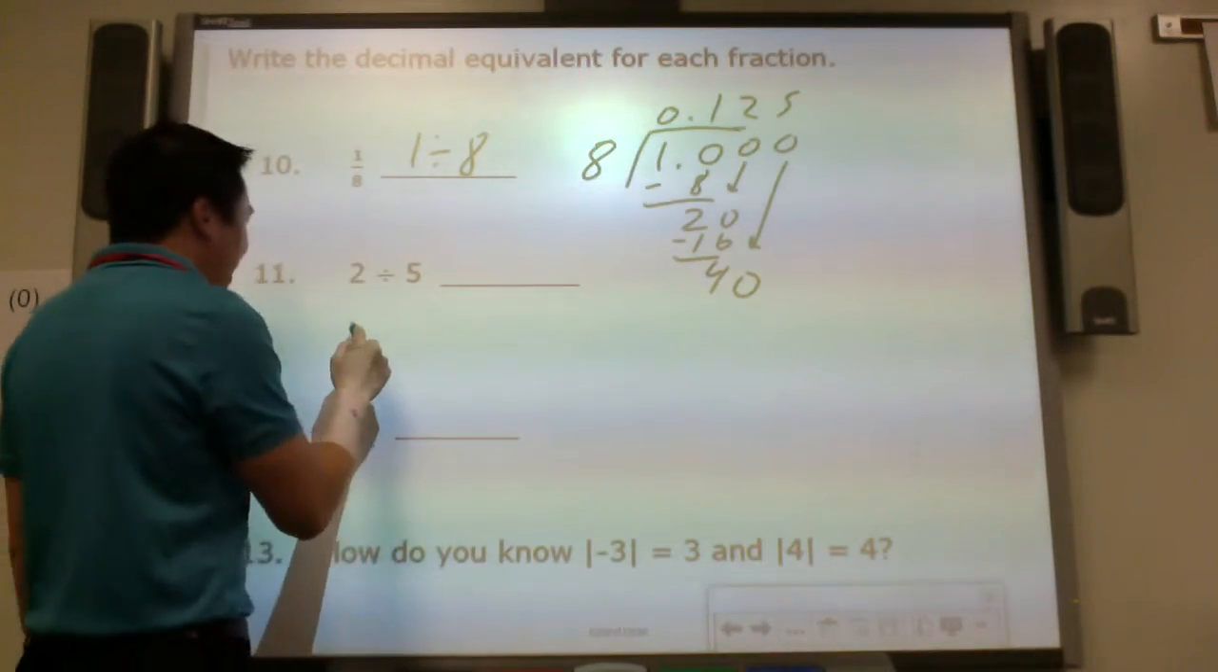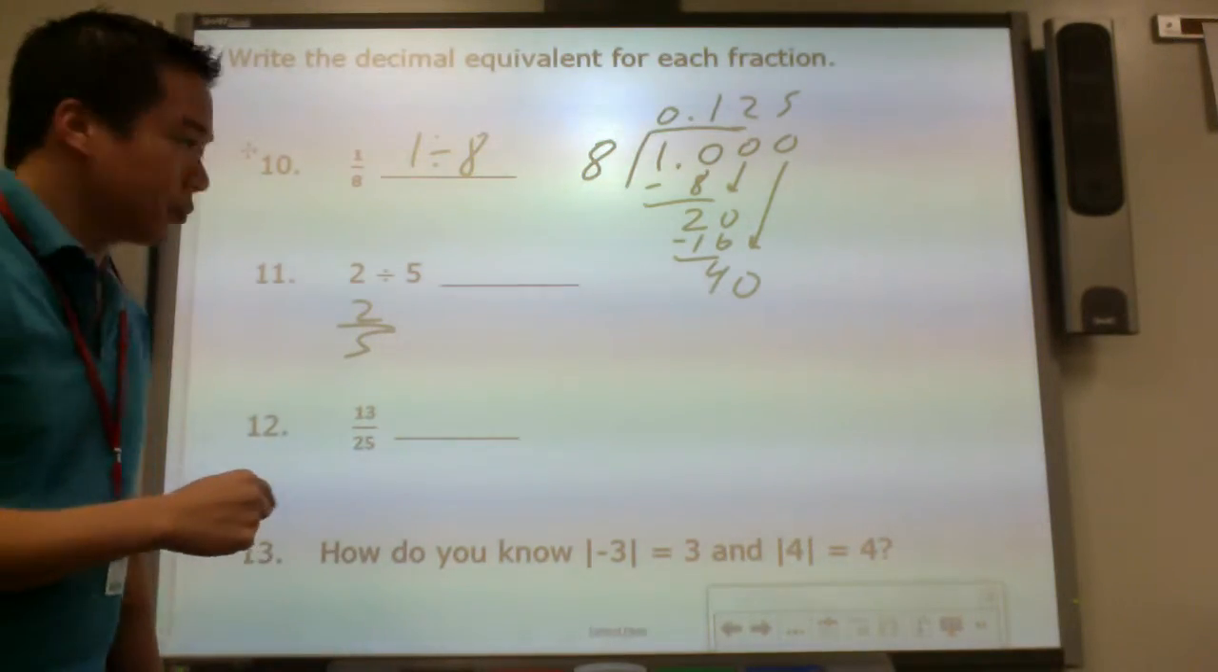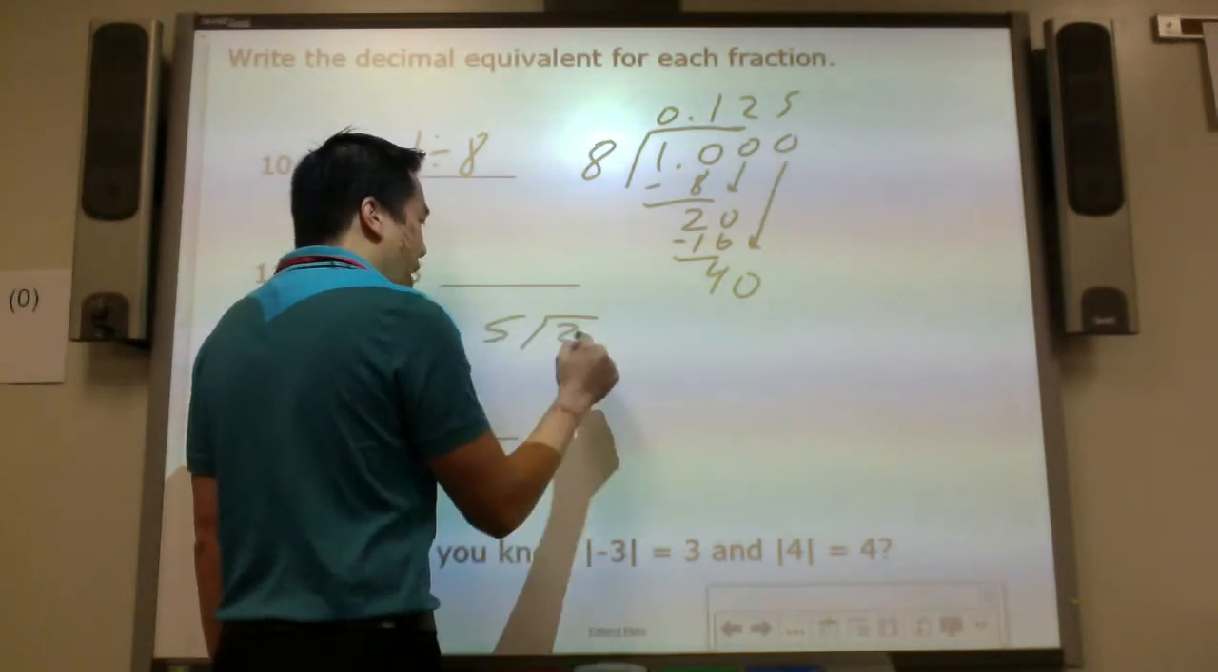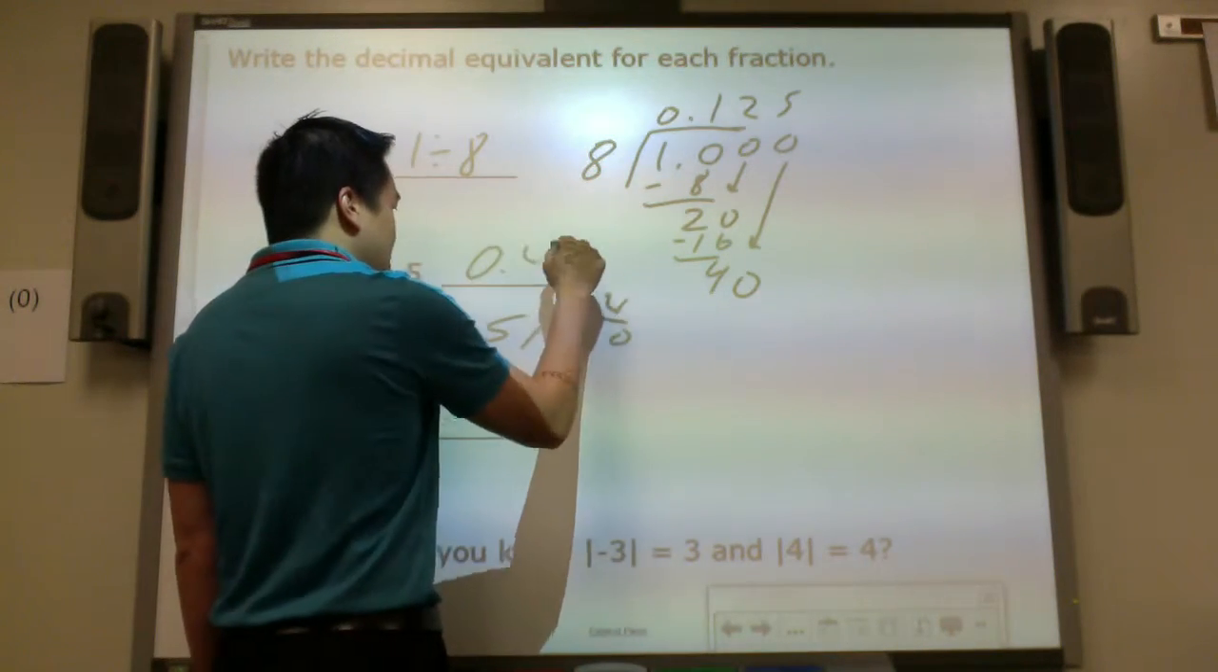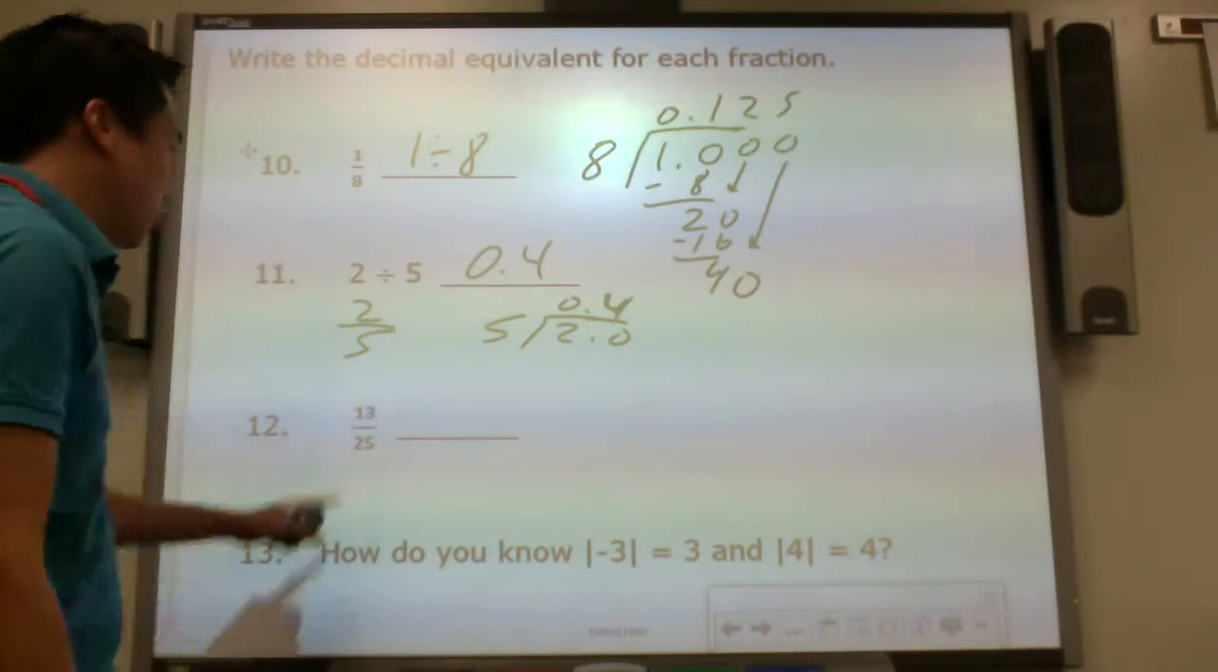2 divided by 5. Couldn't that be written as 2/5? So 2 divided by 5, 0. Can 5 go in 20? 4 times. 0.4, 4/10. It's the same as saying 2 divided by 5 or 2/5.